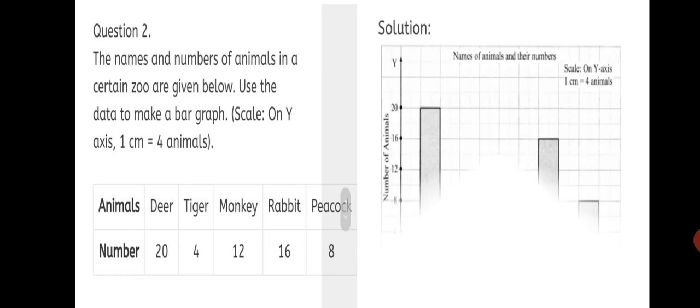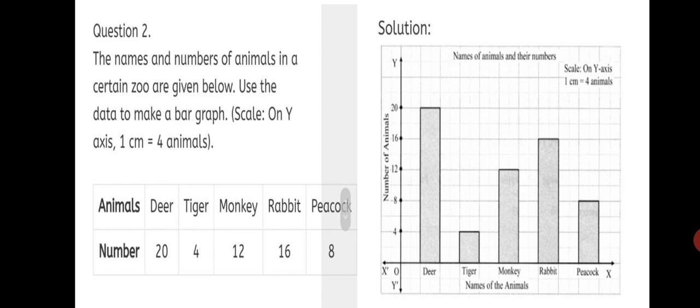Animals are deer, tiger, monkey, rabbit, peacock. And the number is 20, 4, 12, 16, 8. All are in the table of 4. That's why the scale is given as 1 centimeter is equal to 4 animals. So, what are we going to do in this case?